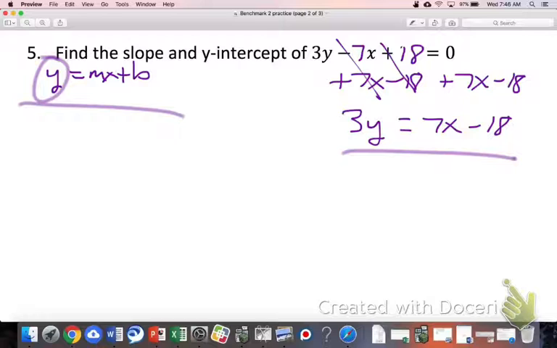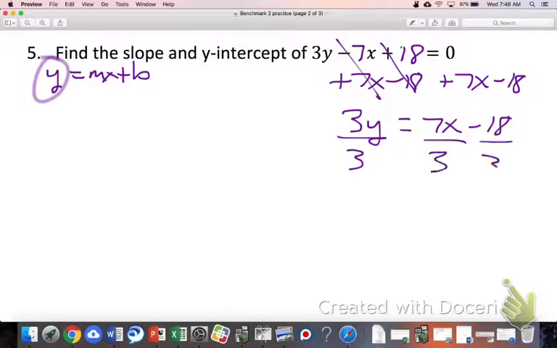How do I get rid of the 3 on this one? Divide, because it's 3 times y. So I'm going to divide everything through by 3. I usually write it like this. Like so. The 3's cancel. This leaves me with y. That was my goal, to get the y all by itself. So I've done that on the right side.